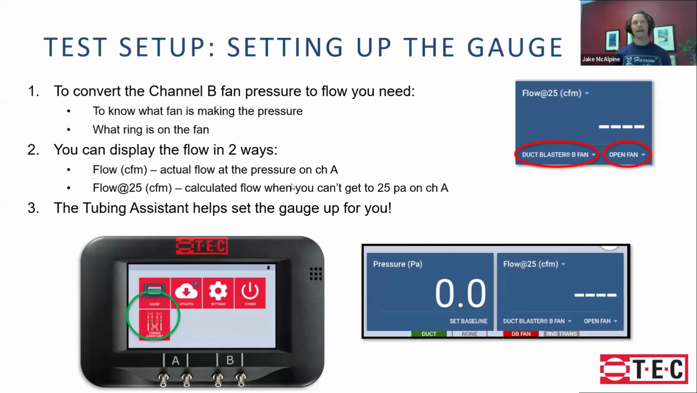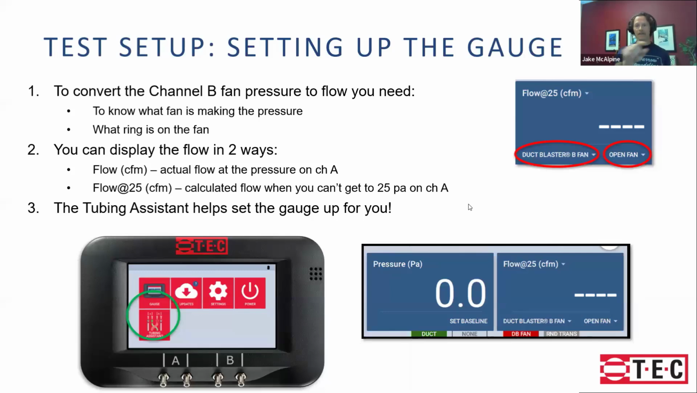A thing that I think really helps is the tubing assistant on the DG1000. From the home screen, you click on that, answer 4 questions about the type of test you're doing, and it will set up both the fan and the flow. You'll get a flow at 25. And really all you'll have to do at that point is tell the gauge what ring you have put on the fan for that house. So you get down to basically one input that you have to put in yourself.